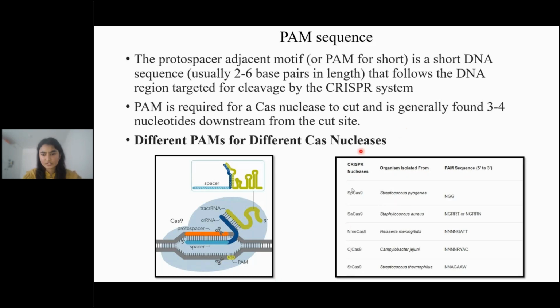And here is just an example. In Streptococcus pyogenes, you can see that there is an NGG PAM sequence. So it's 3 nucleotides long. N is basically any nucleotide: A, T, C, or G, you can place any nucleotide in it.